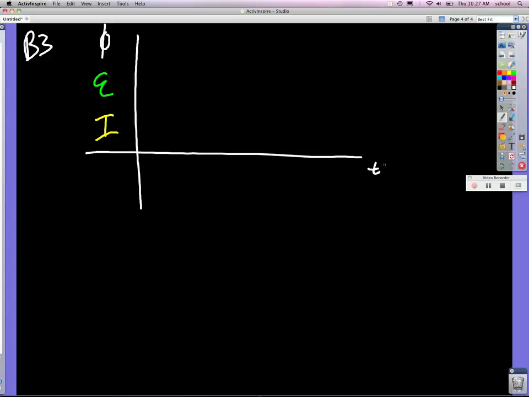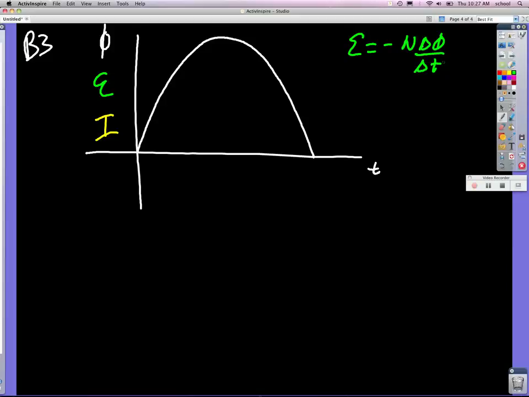I don't think that's too much of a stretch, is it? And now we say EMF is equal to negative n delta phi over delta t. Do you see that delta phi over delta t is the slope of this graph? Okay, so we've said delta phi over delta t is the slope, which is negative EMF. Let's just look at this equation and say, what is the slope here?